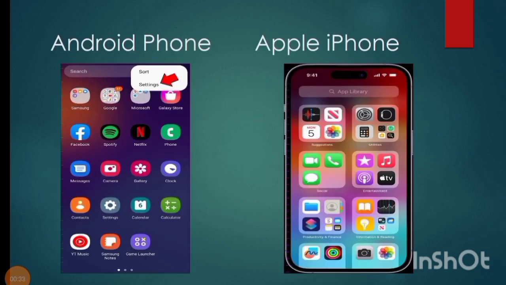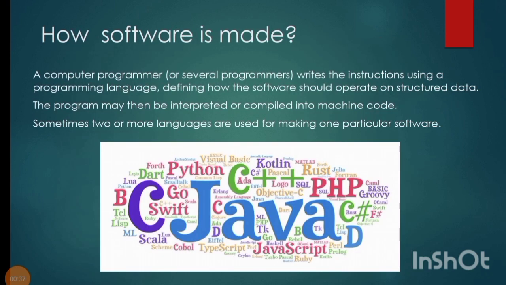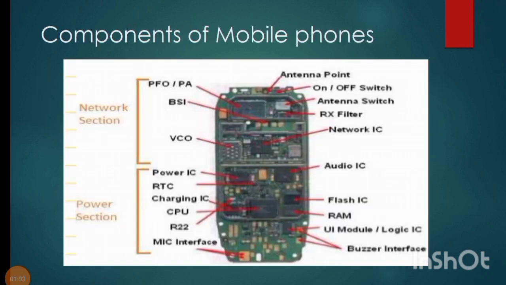Here is a difference between Android and Apple iPhone templates. How software is made. A computer programmer writes the instructions using a programming language, defining how the software should operate on structured data. There are many programming languages such as C, C++, Java, Python, JavaScript. The program may then be interpreted or compiled into machine code. Sometimes two or more languages are used for making one particular software.